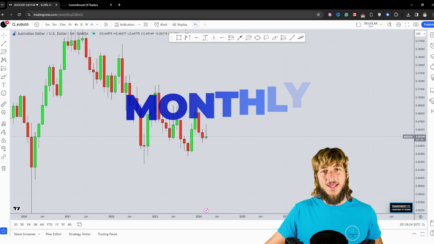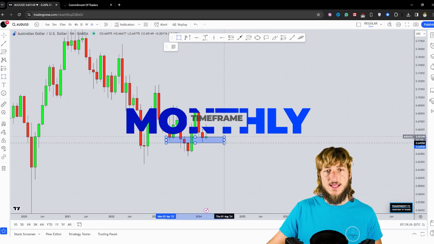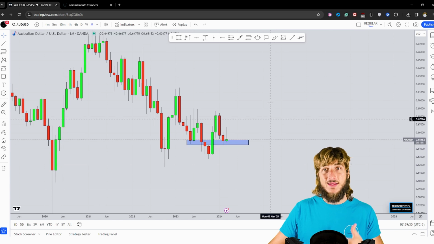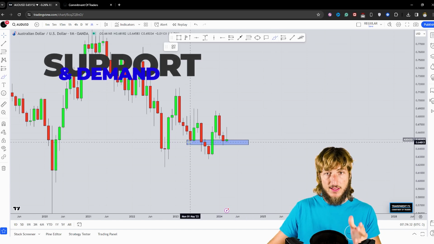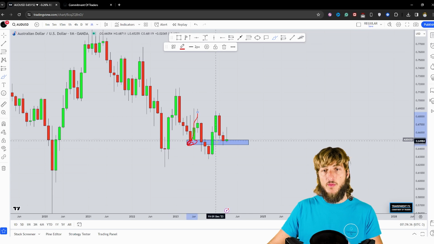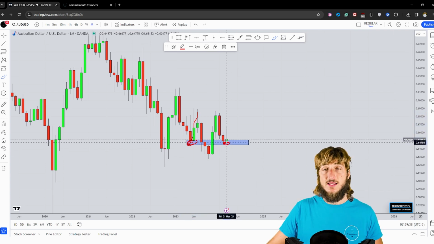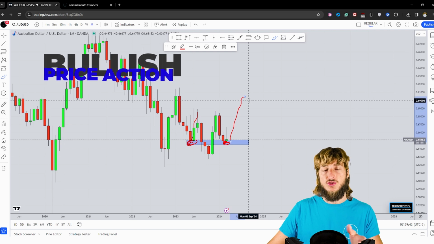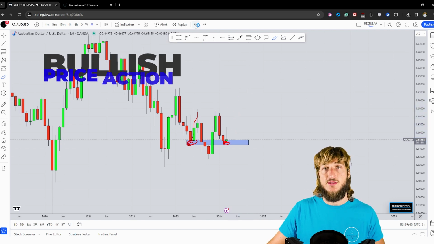Starting here from the monthly time frame, what we can see is that at the moment the market is testing a quite strong level of monthly demand and support. In fact, from here, all this previous rejection to the upside was created. At the moment, the market is testing this exact same zone. So there is definitely the possibility to see some bullish price action being created away from this level.